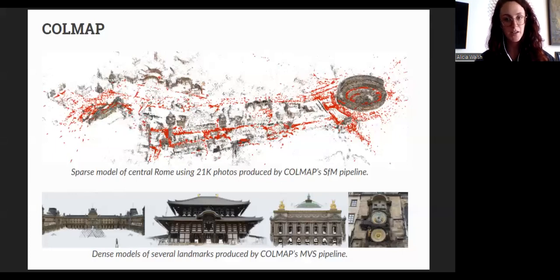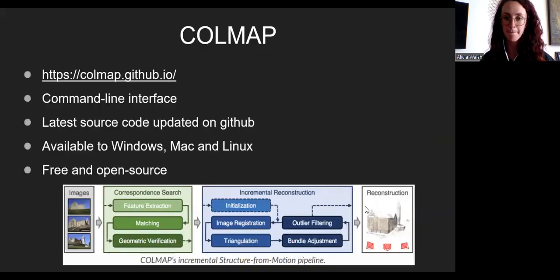Another software that's gained popularity is COLMAP. This is a fully open source software. All code updates are available on GitHub, and contributions such as bug reports or improvements are also welcome on there. So it is a command line interface, so some coding experience is necessary, but it is available for Windows, Mac, and Linux.